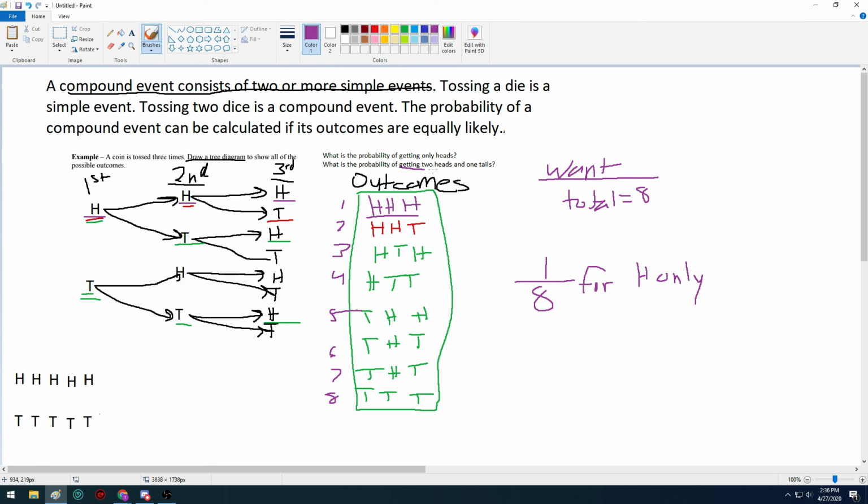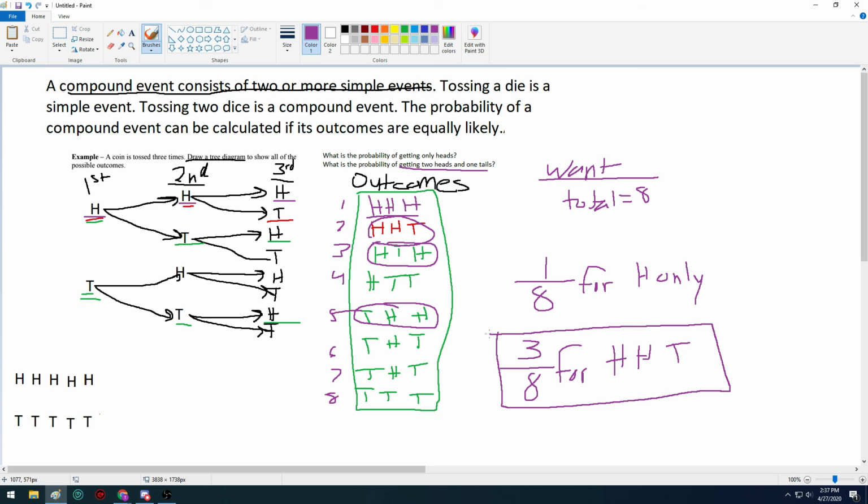What's the probability of getting 2 heads and 1 tails? Well, let's find out all the ones that have 2 H's and 1 T. Well, we have 1 here, 1 here, 1 here, and I do believe that's all of them. Heads, heads, tails. That's 1, 2, 3. Yep, you only have 3. So what's our outcome? Well, we have 3 over our total of 8. So 3 out of 8 for H H T.